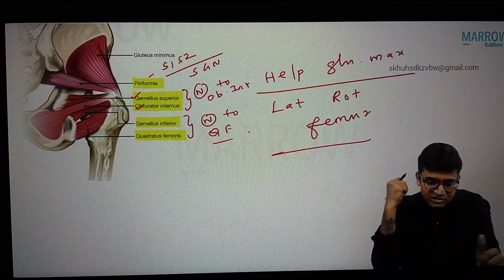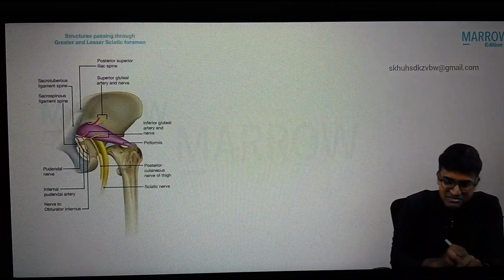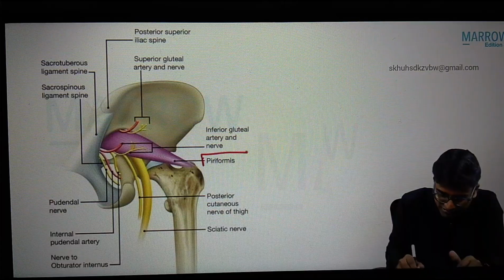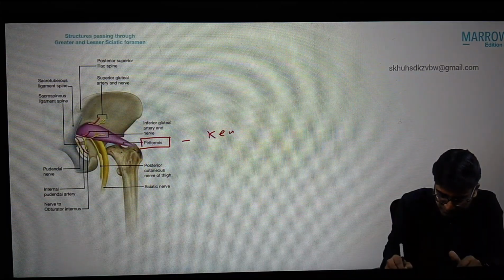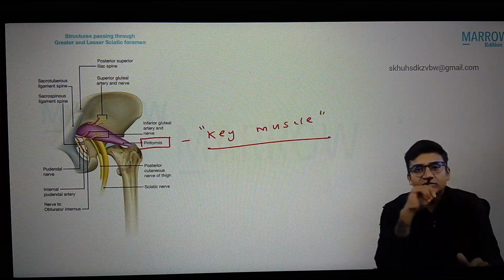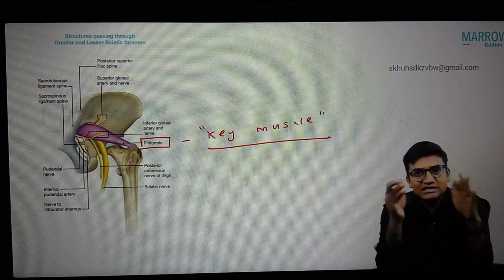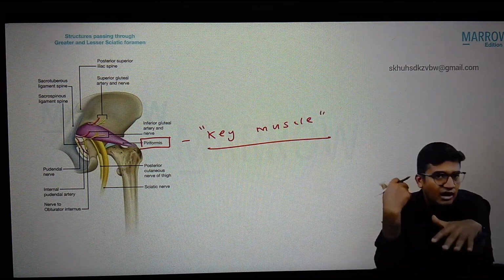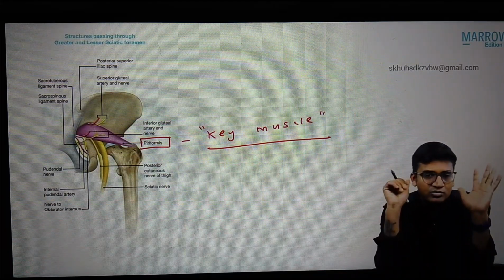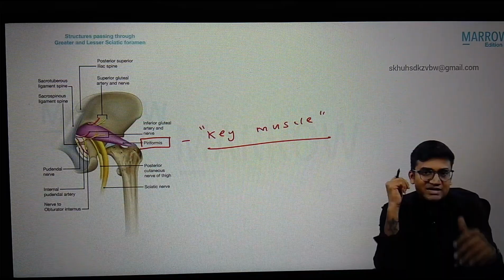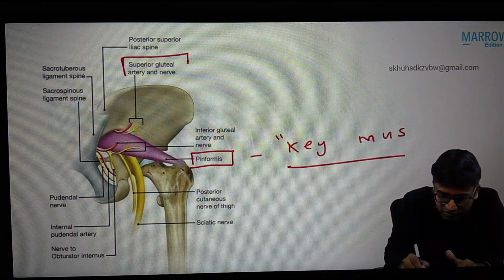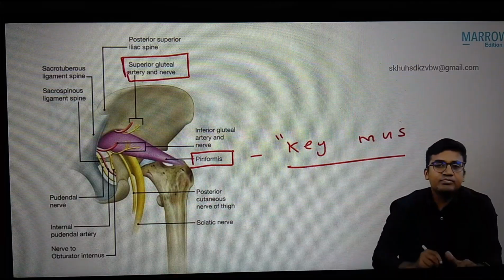Now out of all these muscles, which muscle is called the key muscle in the gluteal region? Piriformis is the key muscle in the gluteal region. Why, sir? Because the neurovascular structures in the gluteal region emerge either above the piriformis or below the piriformis. What are the structures passing above the piriformis? Above the piriformis, we have superior gluteal nerve and superior gluteal artery.